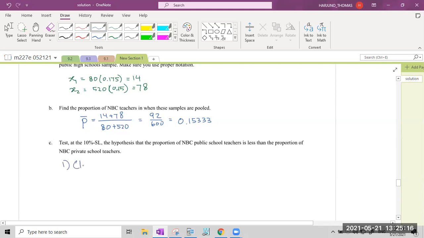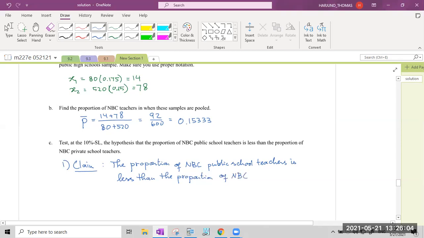Now then, part C, basically the hypothesis test. I will not do that in full, at least I state the claim. The claim, the hypothesis that the proportion of National Board Certified Public School Teachers is less than the proportion of National Board Certified Private School Teachers.